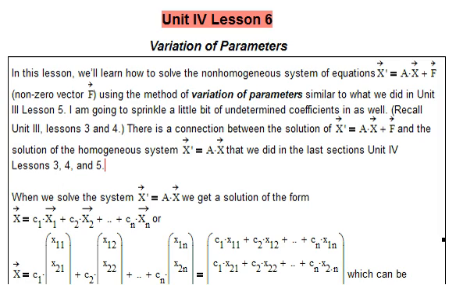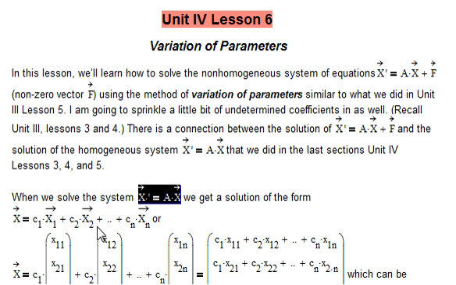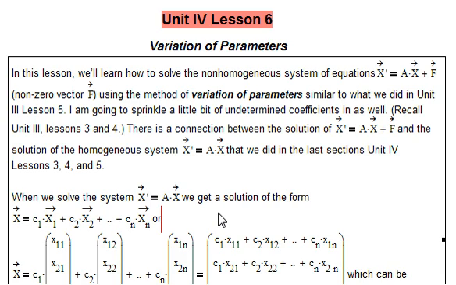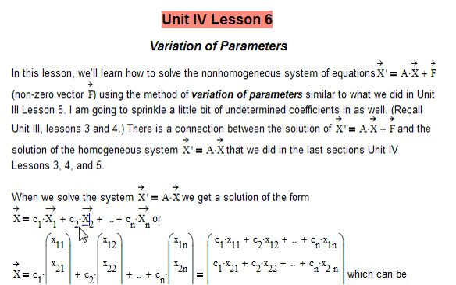Remember, sometimes they had distinct eigenvalues, sometimes repeated, sometimes imaginary eigenvalues. That made things a little more of a challenge, but we got through that all right. Well, when we solve that homogeneous system, we get a solution of the form vector x bar is a constant times x1 plus a constant times x2 plus and so on, plus another constant times x sub n, where x1, x2 up through xn are solutions of the system that are linearly independent, and the c sub i are just constants.